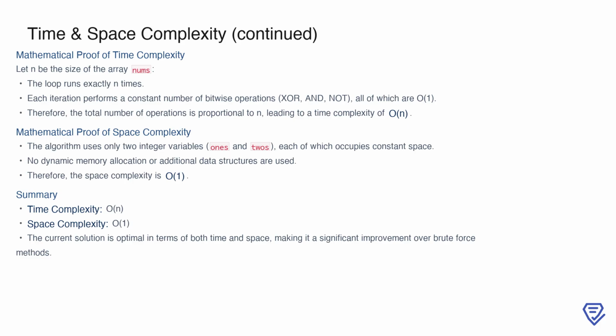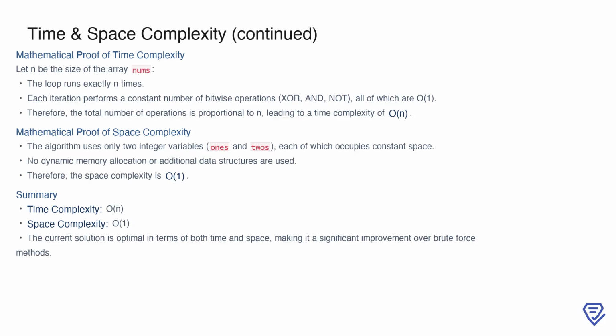To mathematically verify the time complexity, consider an array of size n. The algorithm runs a single loop that iterates exactly n times. Within each iteration, it performs a fixed number of bitwise operations, XOR and NOT, which are all constant time operations, or O(1). Since the total number of operations is directly proportional to n, the overall time complexity is O(n). When we analyze space complexity mathematically, the algorithm's memory usage is determined by the two integer variables, ones and twos. These variables occupy a constant amount of space, regardless of the input size.